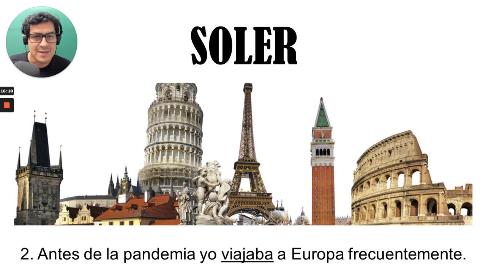The meaning is the same. There is no more or less common. They both mean the same. One of them is using the verb soler and the other one is using a verb in imperfect tense.